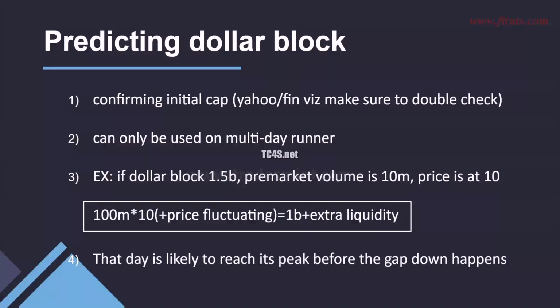So this is where you know the stock is likely to reach its peak. But if it doesn't, let's say the pre-market volume is only 5 million. So 5 million times 10, that's the volume estimate. It will be 50 million times the stock price of 10. That will be 500 million. So 500 million does not exceed 1.5 billion. Even with some extra liquidity, it still will not get to 1 billion. So you know that today is unlikely to reach its dollar block, and it's not going to reach its peak before the momentum shifts, so you don't have to trade on that day. And this is a great method for you to stay away from FOMO.